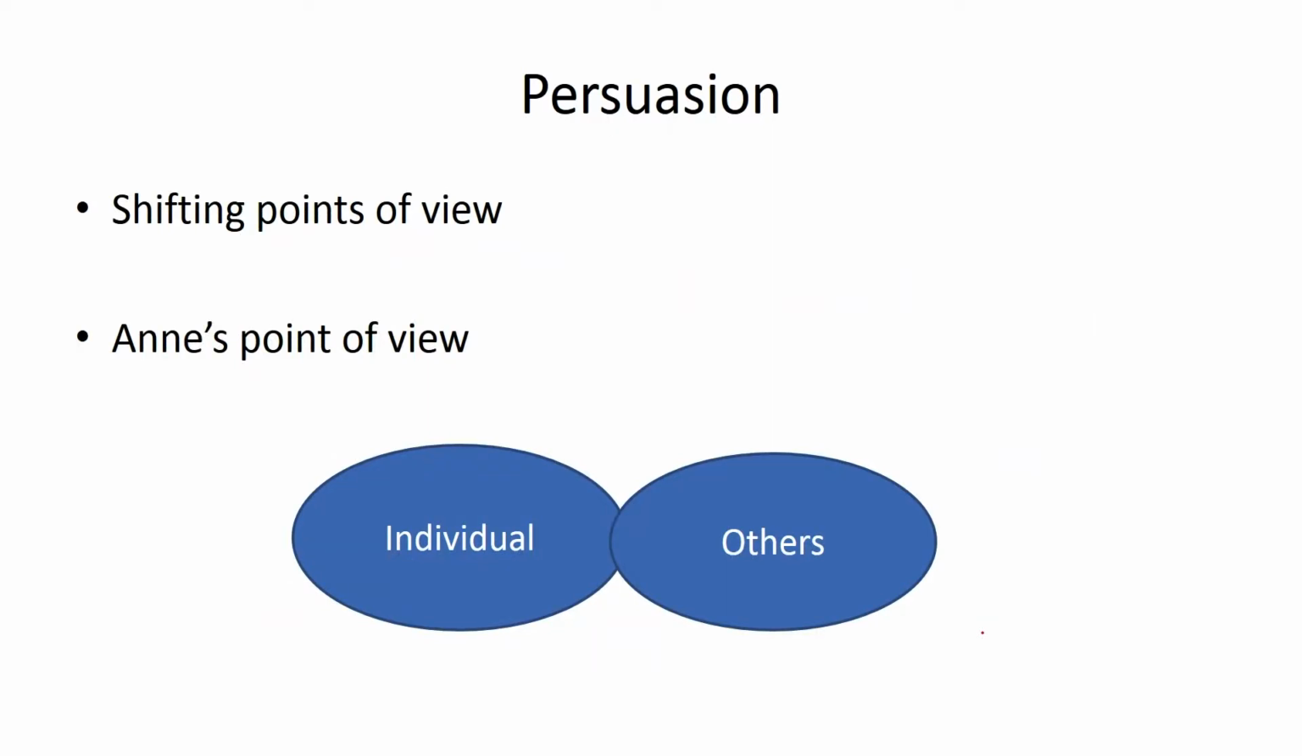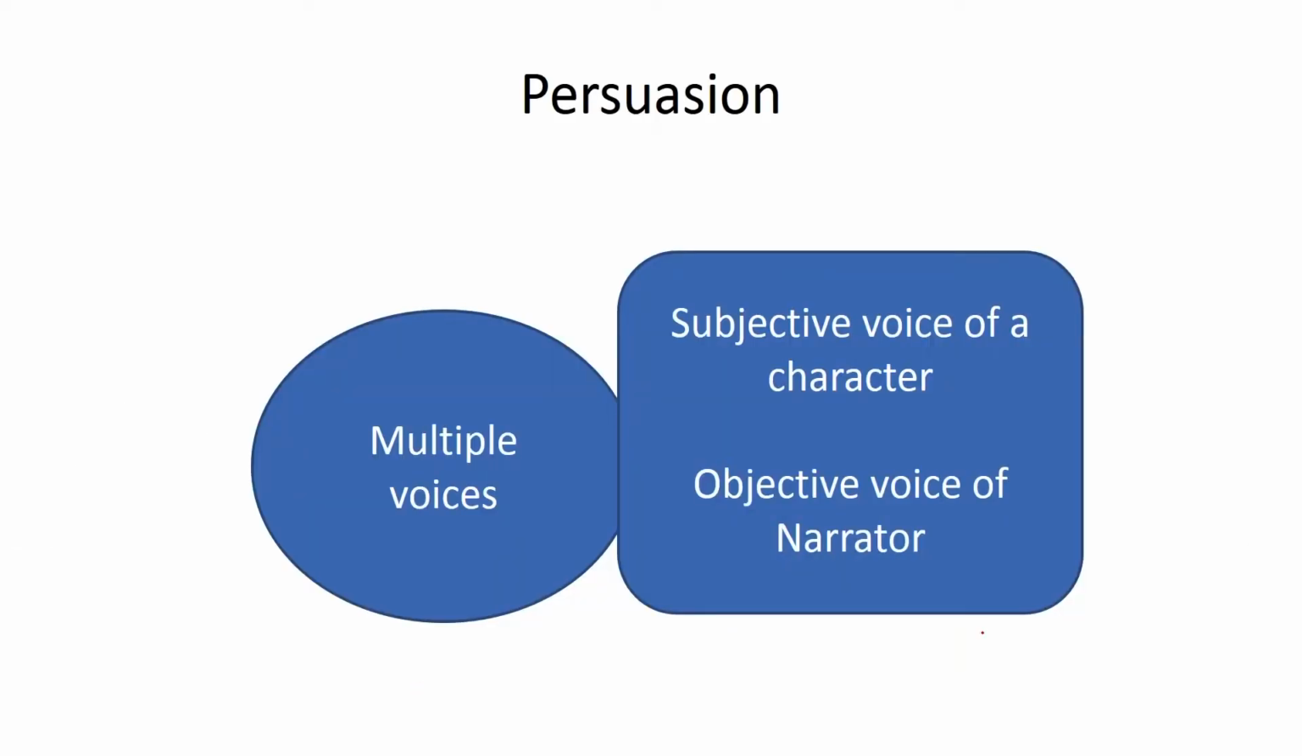So to wrap up, Persuasion has shifting points of view, especially at the beginning, and gradually we settle on Anne's consciousness. So we do have an individual's perspective. That's what third person limited does, right? Few individuals are chosen for attention, but we also have other viewpoints. So we have a balancing act being performed by the narrator, by the author. So we do have multiple voices.